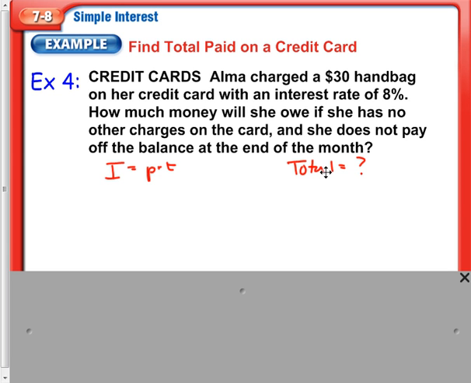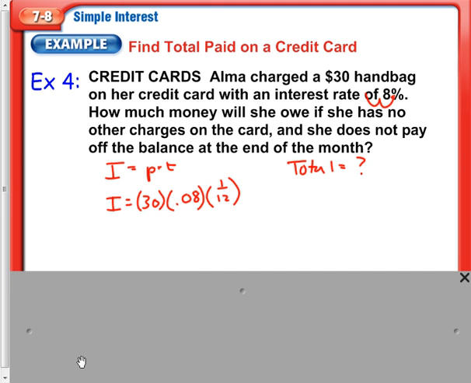So I'm going to write that over here. First, we need to find out what is the interest, okay? So we're going to say interest equals, the principal is $30. The rate is 0.08, okay? Take that rate, move the decimal twice to the left. Okay, and the time is 1 month, so we're going to say 1/12.